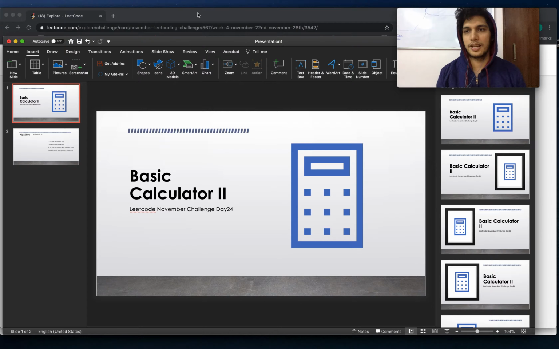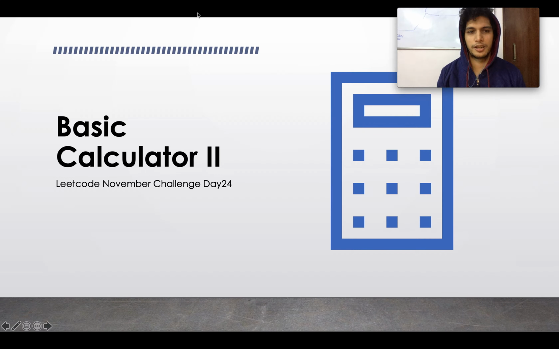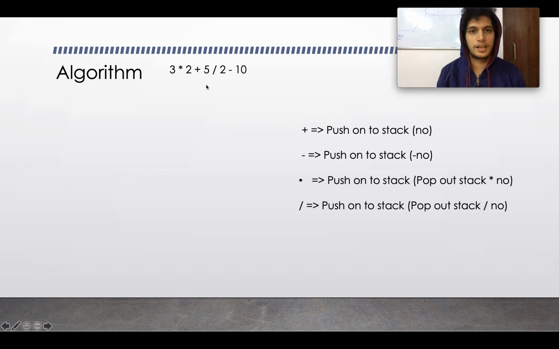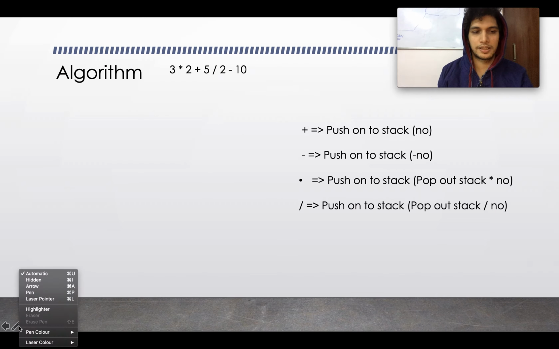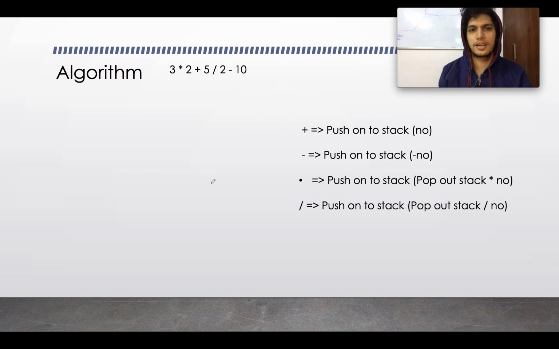So let me just start the slideshow. Basic Calculator 2, LeetCode November Challenge Day 24. This is the example that I have taken explicitly. It's a slightly longer example so that you understand it better, and it contains most of the operators that are possible in the expression: multiplication, plus, division, subtraction. There are four simple rules that I have stated here. I'll explain the rules, but before that, let me talk about the algorithm.